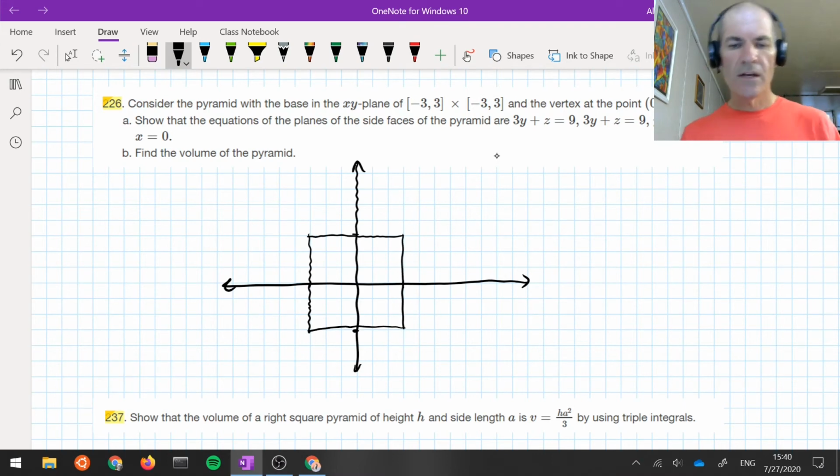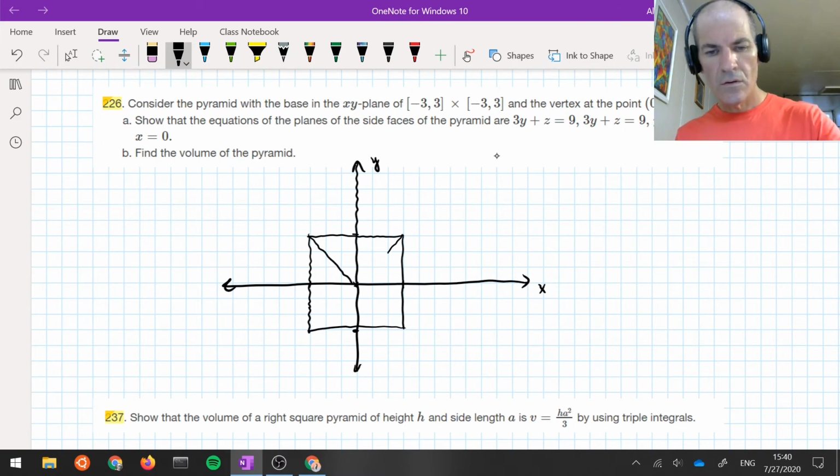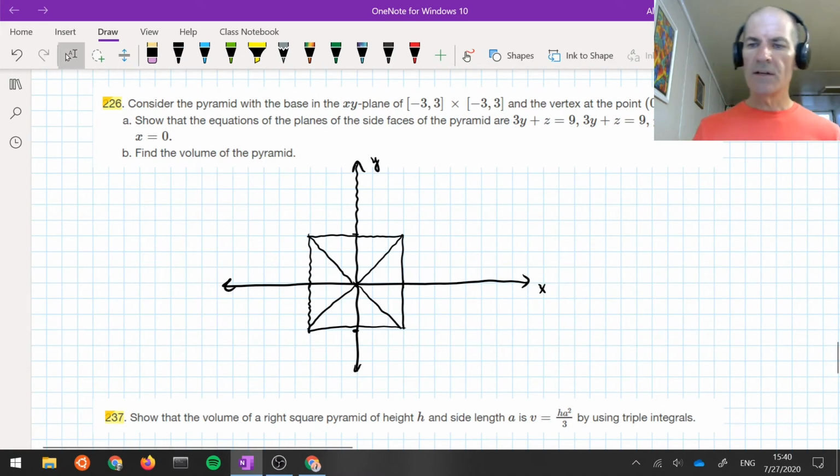That's the base. And then what you can't see here, here's the x-axis and the y-axis, is it goes up to a peak here at the center, at the origin, and that peak is 9 units high. So here we're looking down on top of this square-based pyramid.